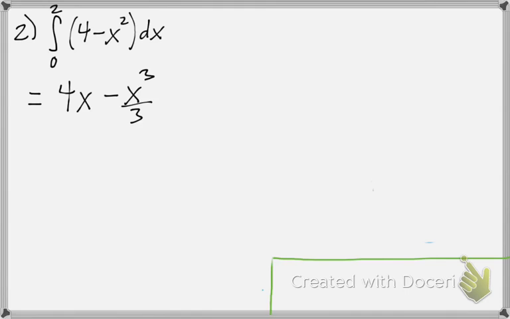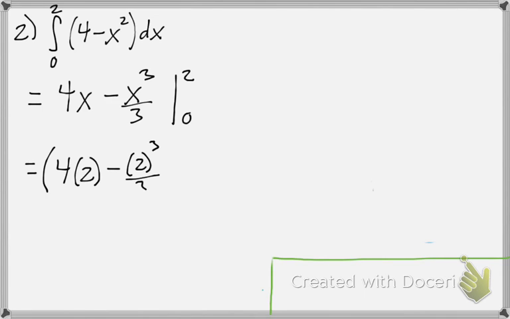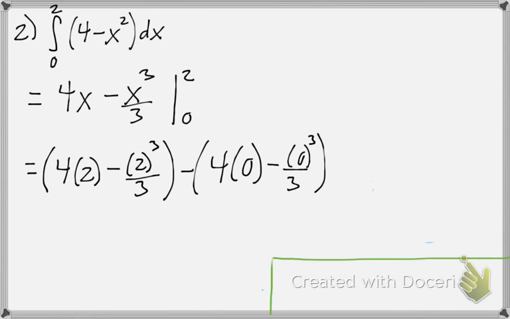And then again, I don't need to put a c, because when I subtract my results, the c would get eliminated anyway. But I do need to evaluate this at 2 and at 0. So you want to plug in the 2 first into the answer, and then plug 0 into the answer. And then subtract the results in this order.